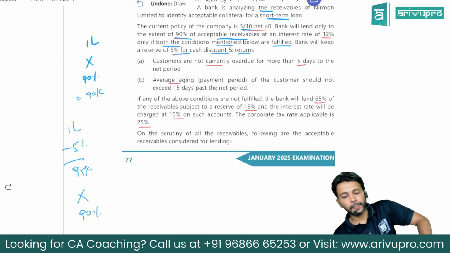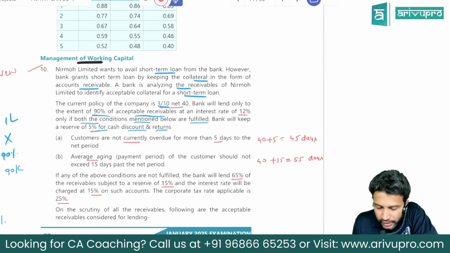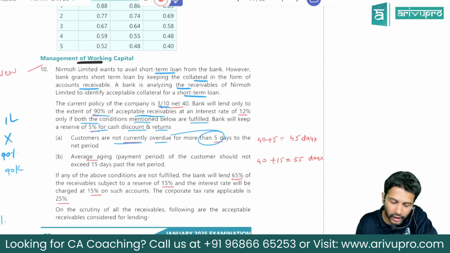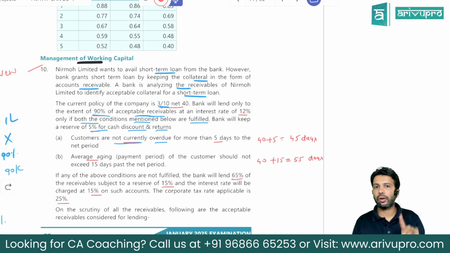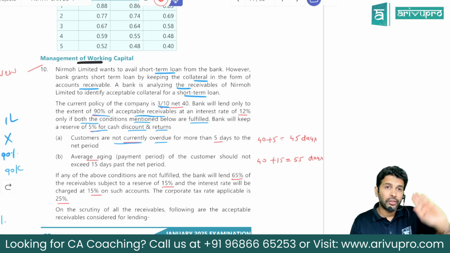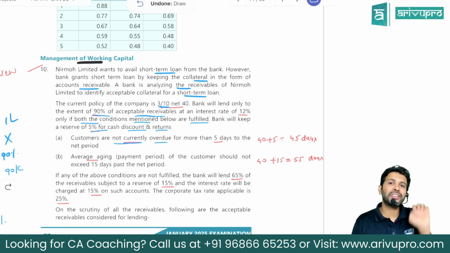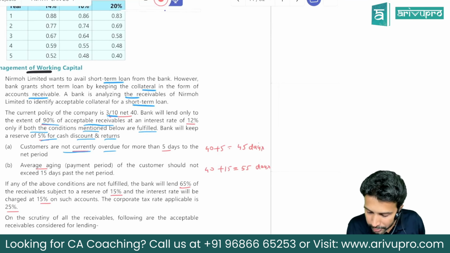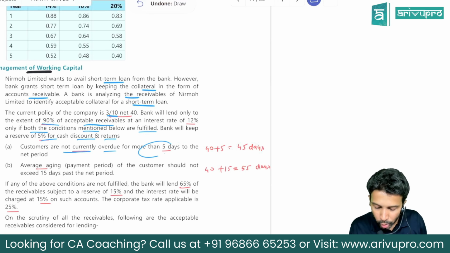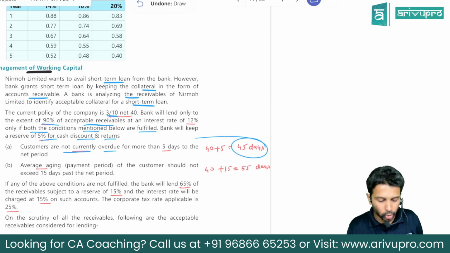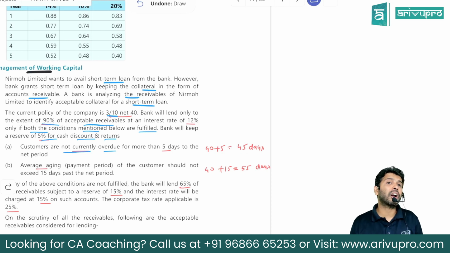Okay? Now, the conditions. Customers are not currently overdue for more than how many days? 5 days past the net period. So what is the net period given to debtors? 40 days. So one of the conditions the bank has put forth is that currently no customer should have an outstanding of more than 5 days beyond the net period. The net period is 40. That means the outstanding period should not be more than 45 days, because the credit period is 40 and it should not be overdue by more than 5 days.